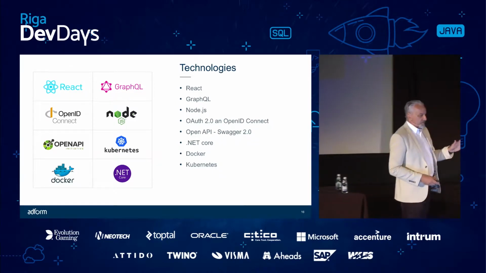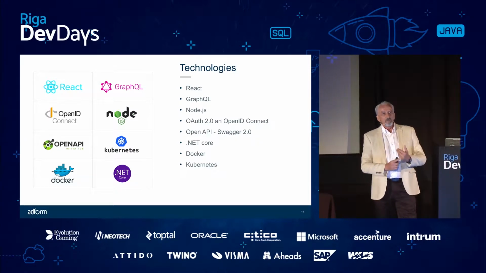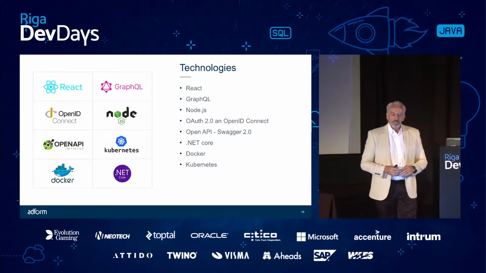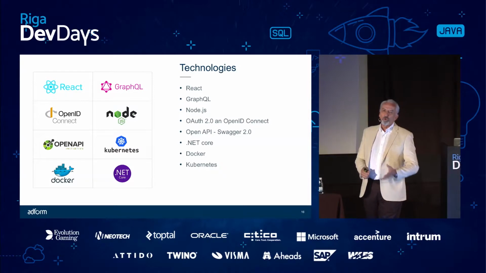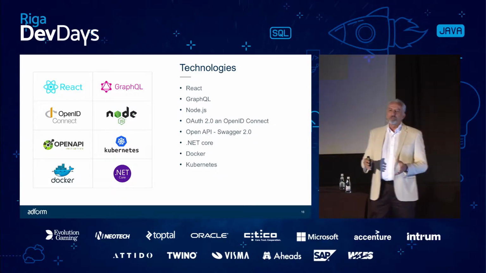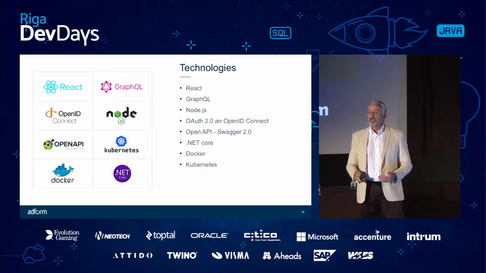When we go out to the world of operations, we've invested in Docker containers to provide the isolation that we need for a particular service, Kubernetes to orchestrate that, and we're moving from .NET to .NET Core so that we can take advantage of containers and Kubernetes.